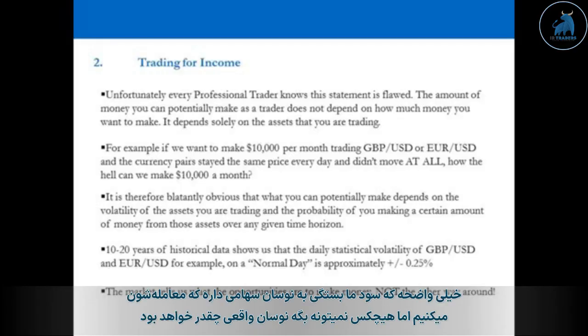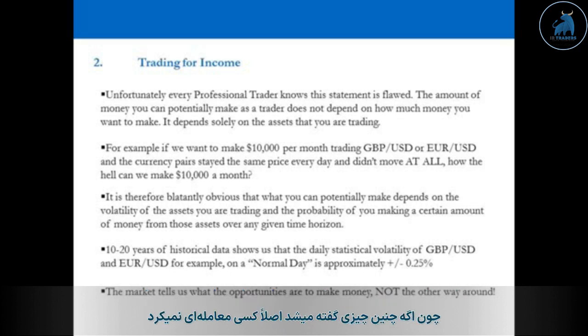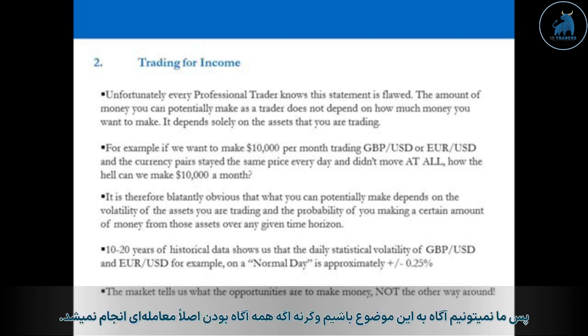So it's blatantly obvious that it depends on the volatility of the asset that you're trading. But no one's ever told what the real volatility numbers are. Because if you were told, then no one would really trade. Which means I can't be on the other side of that situation because there's no one doing it.